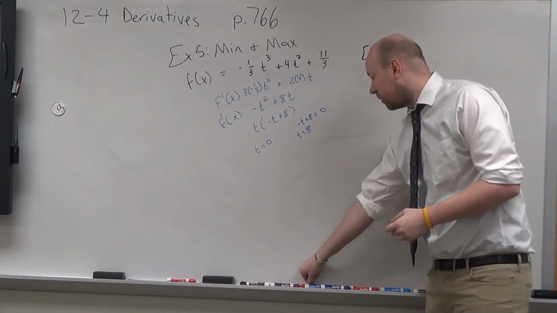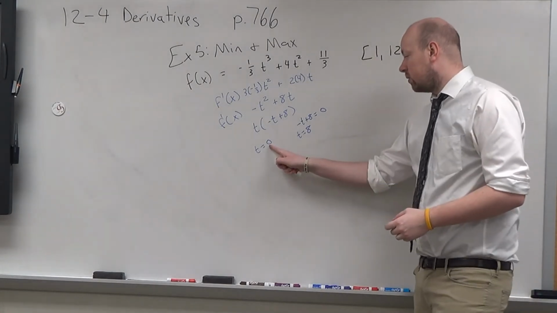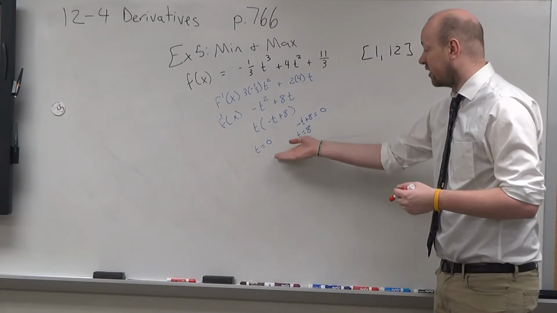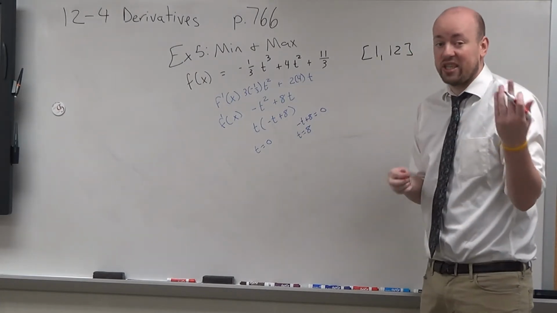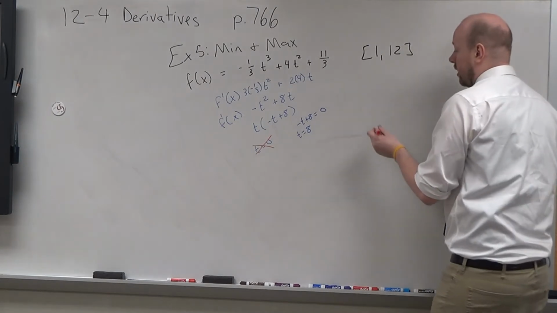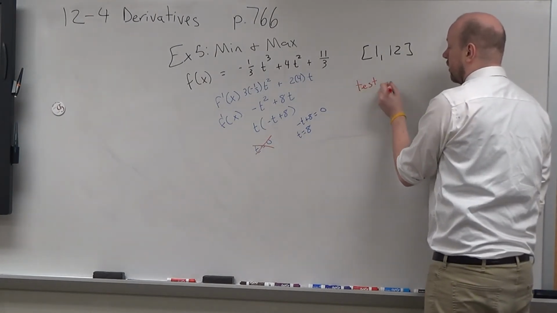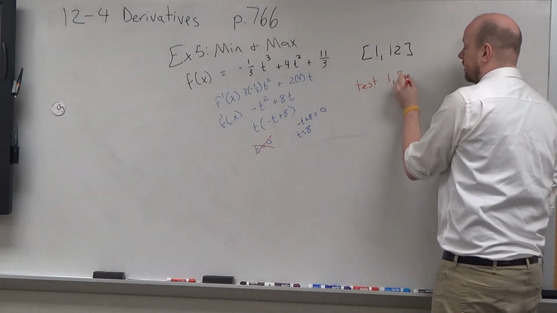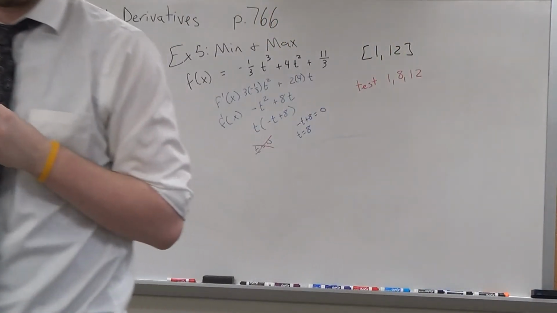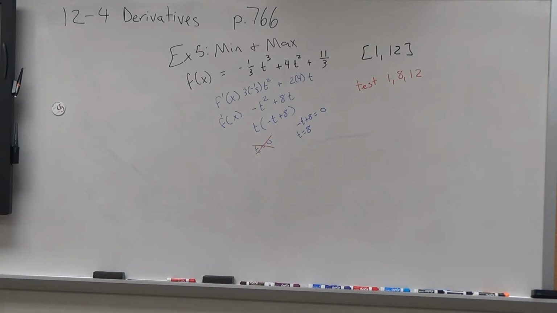The thing is, though, is 0 on my interval? No, it's not. 0 is not between 1 and 12, so it actually doesn't even matter. So all I have to do is test 1, 8, and 12. I'm going to take a quick look at which equation we test those values in. I think it's our original, but I want to make sure. Yep, we plug them into our original.